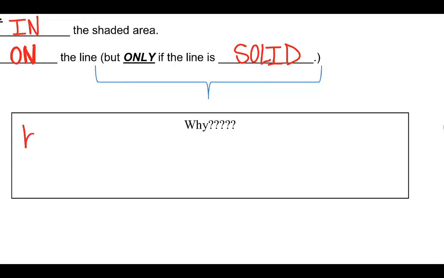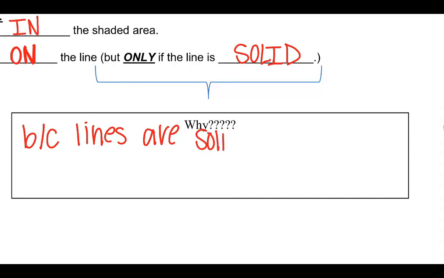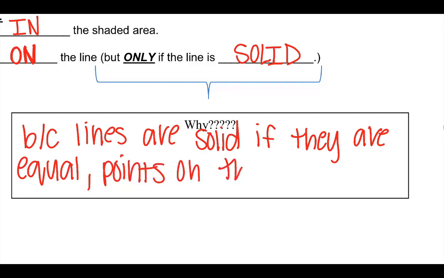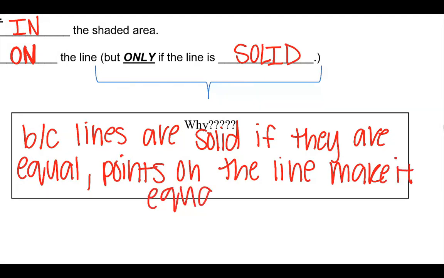And this is because lines are solid if they are equal. Points on the line make it equal.